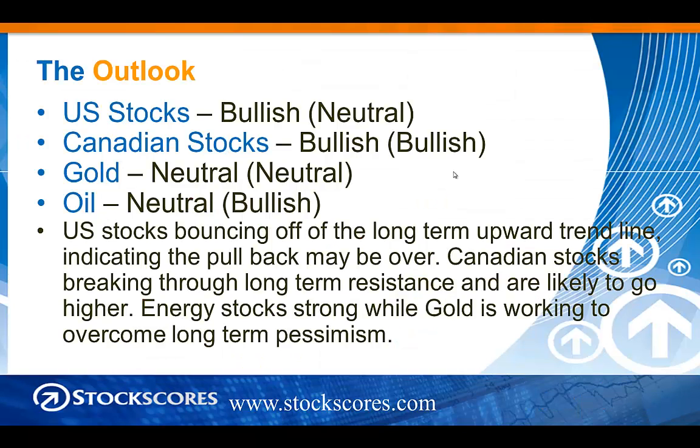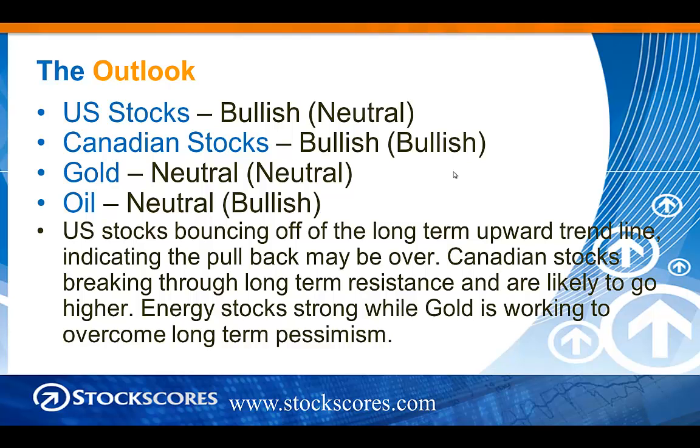So my ratings then: bullish on the long term for US stocks, neutral short term as it grinds its way sideways, bullish on both accounts on the Canadian stocks. I do think the Canadian market will lead. Gold neutral as it tries to break that downward trend line, but it does have work to do. And neutral long-term on oil, but bullish in the short term.